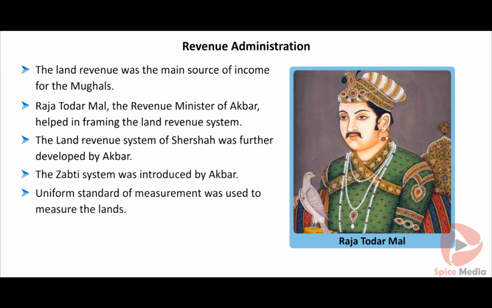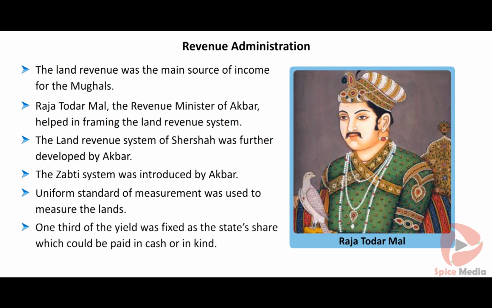A uniform standard of measurement was used to measure the lands. The lands were divided into 3 categories based on soil fertility and yield. 1/3 of the yield was fixed as the state's share, which could be paid in cash or in kind. The revenue officers were instructed to be kind with the peasants. Tax remission was granted in times of flood or famine.